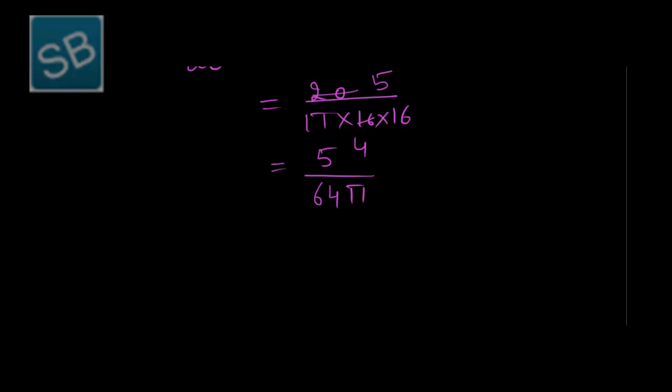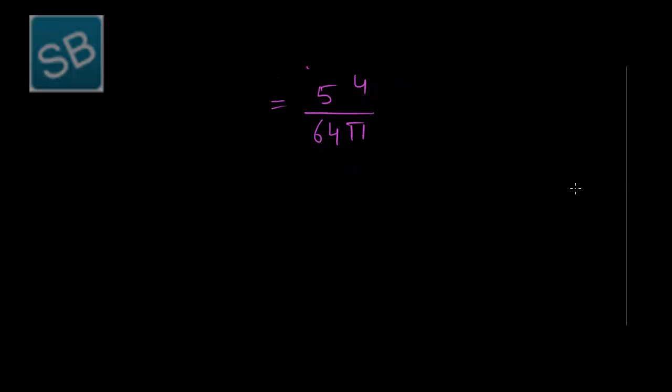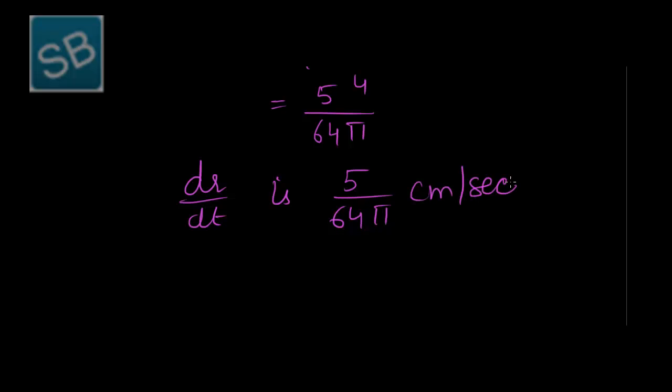So the rate of change of increase of radius with respect to time is 5 by 64 pi centimeter per second. So it is the rate of change of radius with respect to time.